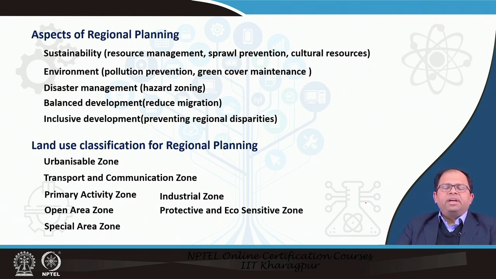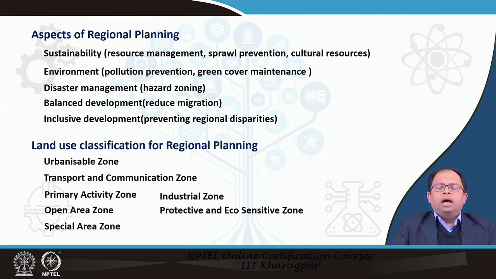So what are the different aspects of regional planning? What should we do? The first point that every planner should look at, of course, is to maintain sustainability. That means sustainability in terms of resource management, sprawl prevention, and cultural resources. A regional plan should not only look at the physical resources in hand, but also the development of cultural resources. It will look into the environmental challenges facing this region.